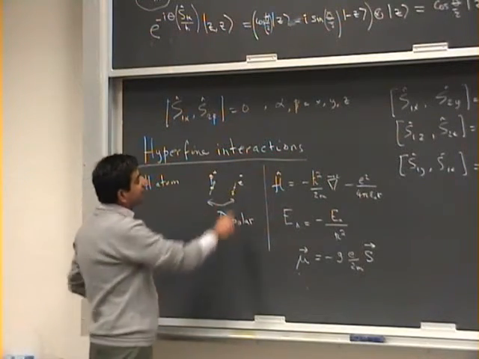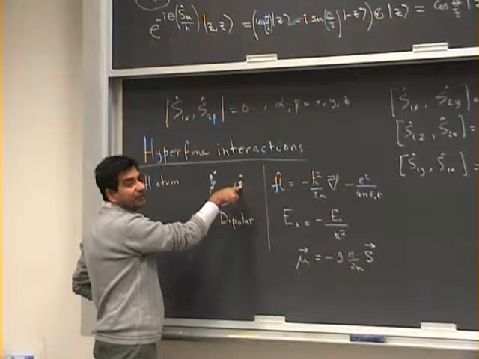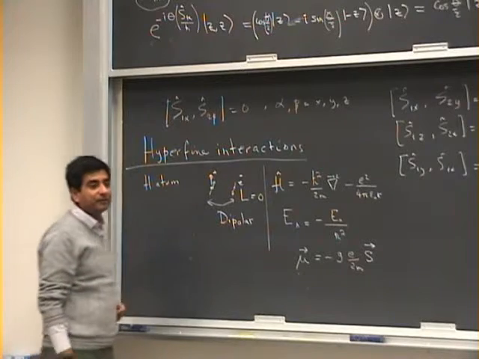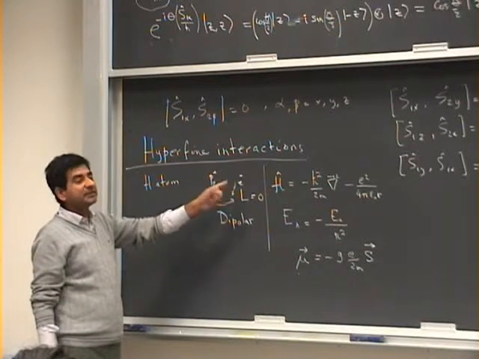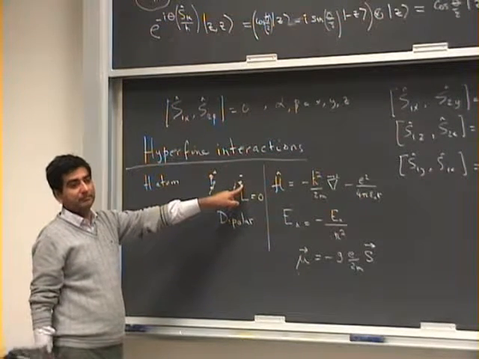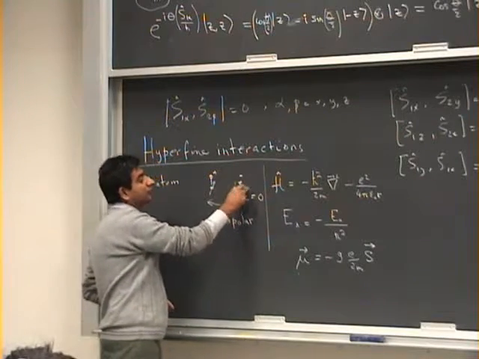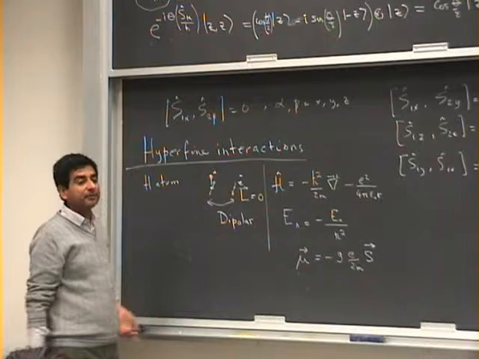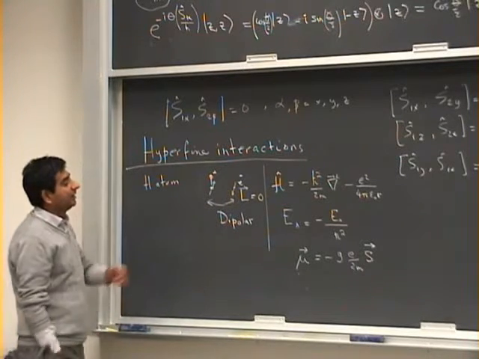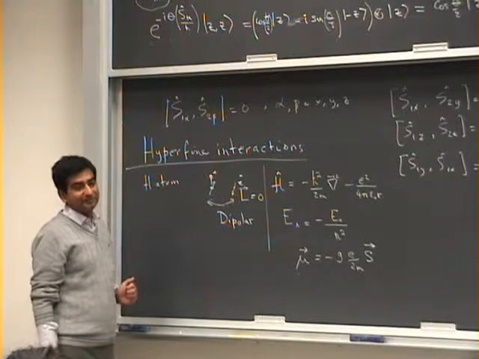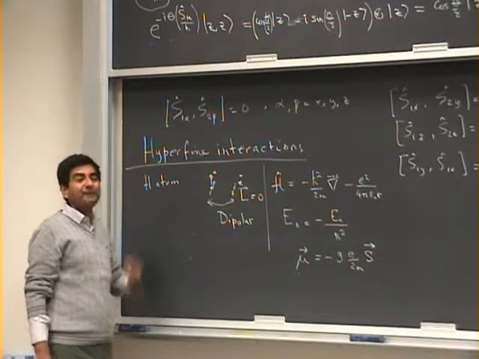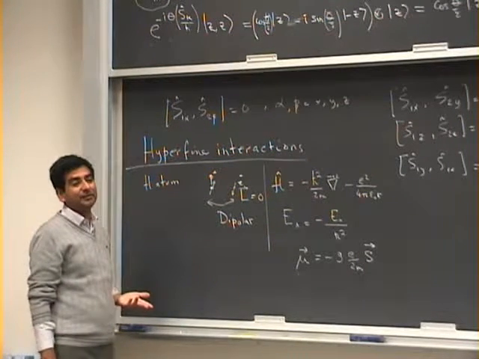In the ground state, this electron is in the 1s orbit, so its orbital angular momentum is 0. So it only has a spin angular momentum. Correct? It's possible that for excited states, or for other atoms such as lithium, L is not equal to 0. L could be 1. So the electron can have an orbital angular momentum.